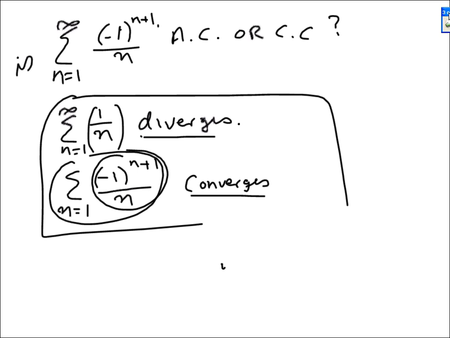Okay, so now, since the alternating converges, but the absolute value diverges, we say that it is conditionally convergent. It's under condition whether or not we alternate the signs or not. Okay, let's try another one.